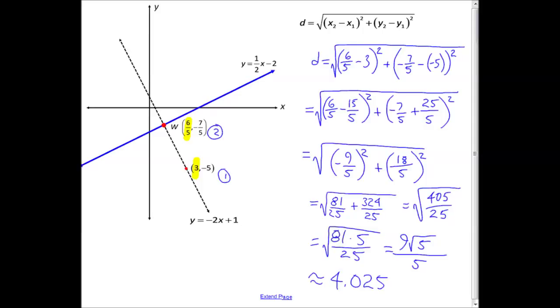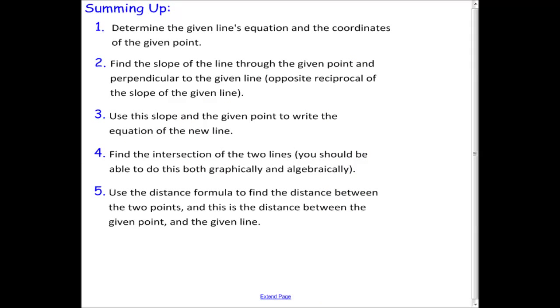We now have a value for the distance between the given point, 3 comma negative 5, and the given line, y equals 1/2 x minus 2. Now that we have a specific result, I'd like to sum up what we've done in general. We'd start by making sure we can determine the given line's equation and the coordinates of the given point. Sometimes that's very straightforward. Other times it might be buried inside a problem. But that's where we want to start.